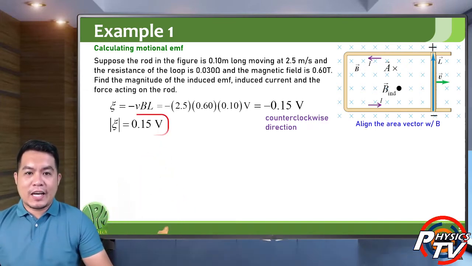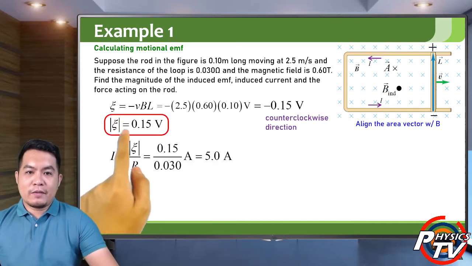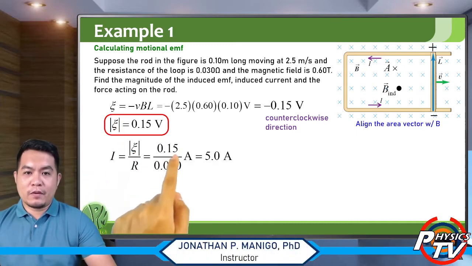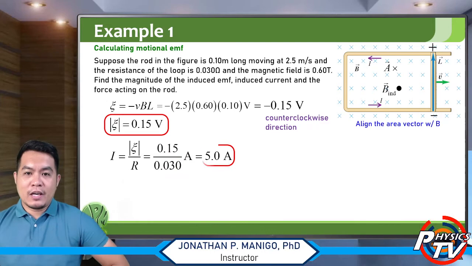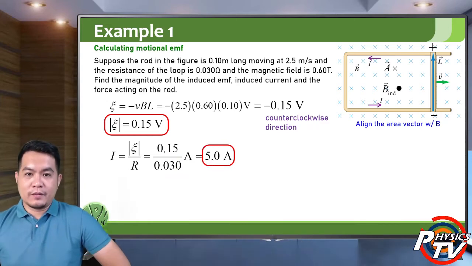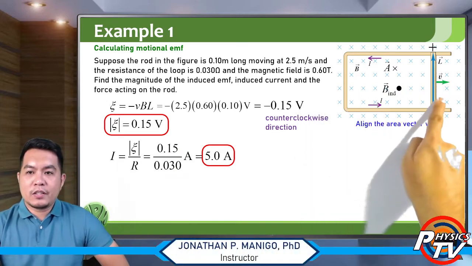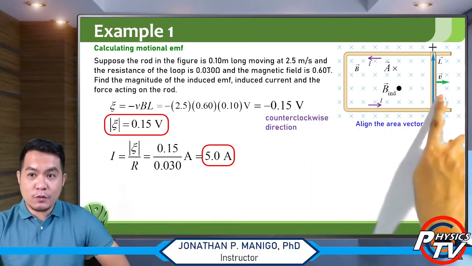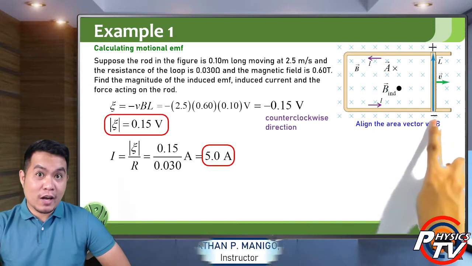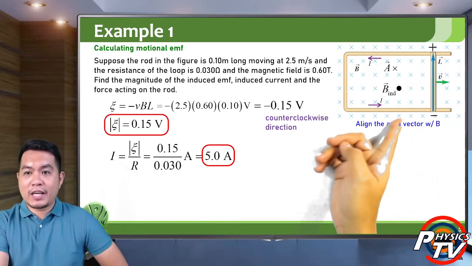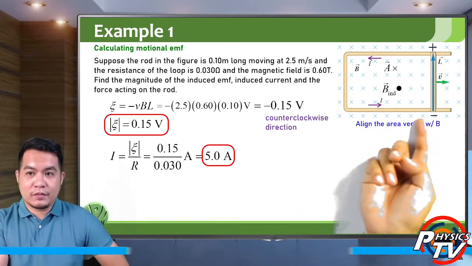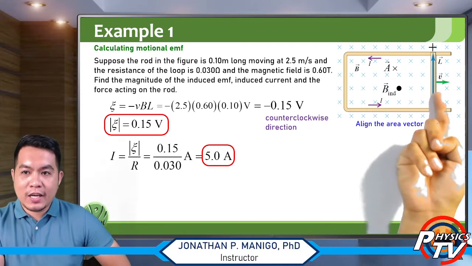Therefore, the induced current is just EMF over the resistance. EMF over the resistance, you have 5 amperes. So you have a 5 ampere current flowing through our loop here. The 5 ampere current actually also flows through this rod here, and the direction of the current along the rod is upward.